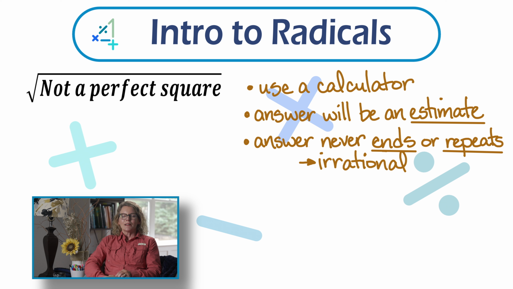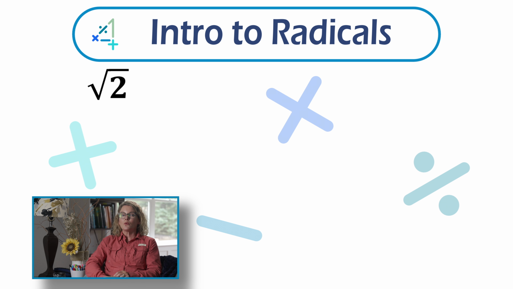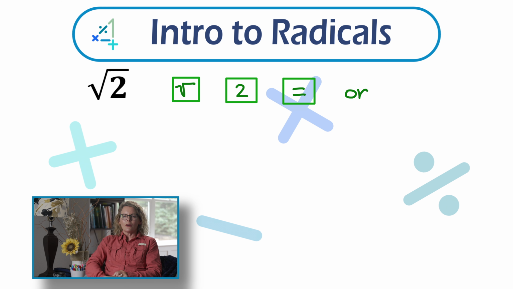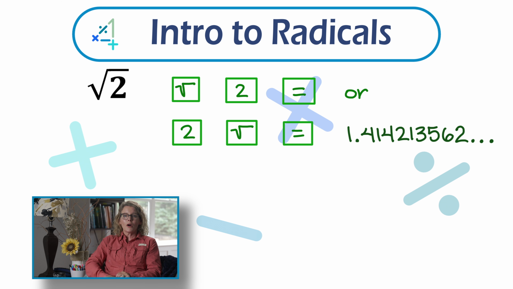So for kicks, let's use a calculator to find the square root of 2. You should find the radical button on your calculator. Put in 2 and then equals. You will see a number such as 1.41421135562. This irrational, misbehaving number keeps going on forever.